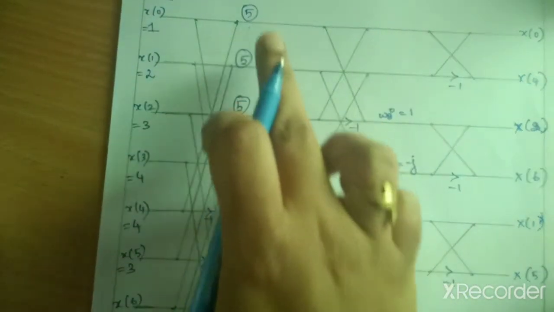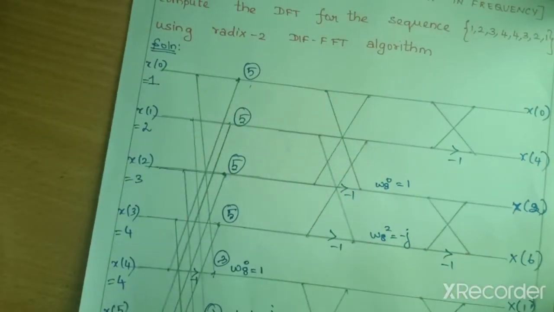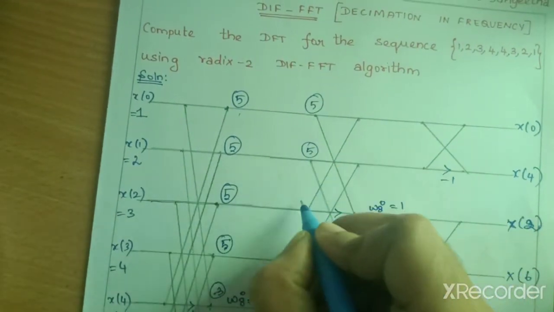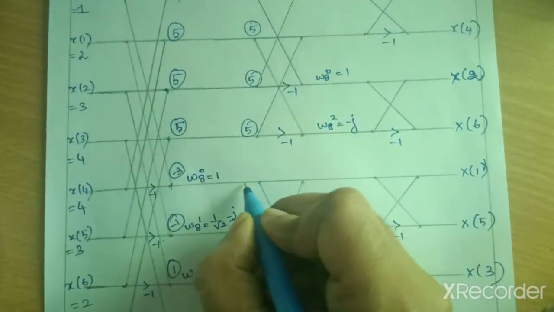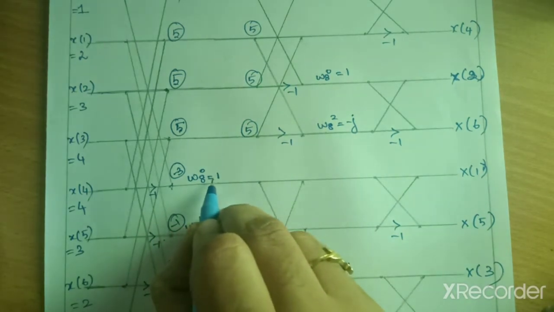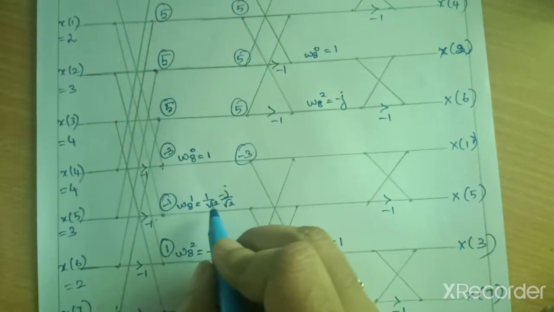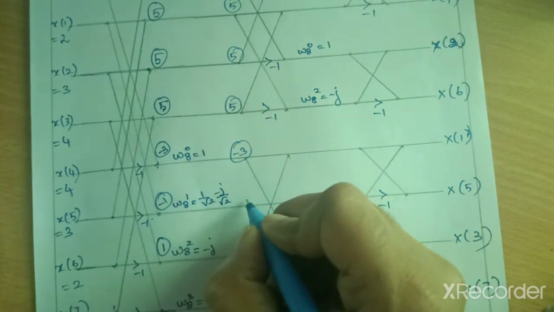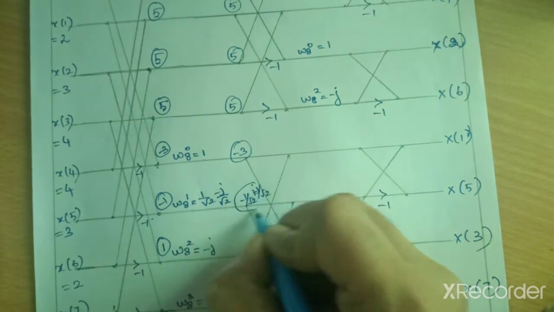So here the value will be 5, 5, 5, 5, minus 3, minus 1, 1 and 3. Next you have to calculate this point. So the same value comes here, 5, here also 5, here also 5. Here we have the omega 8 value will be 1. So 1 into minus 3, minus 3. So here we have 1 by root 2 minus j by root 2 into minus 1. So here we have minus 1 by root 2 plus j by root 2.